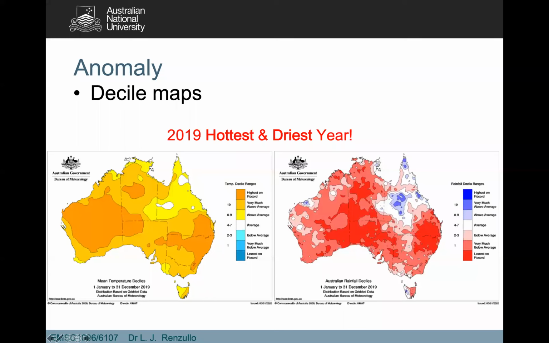Right, so focusing a bit on 2019, when we look at this decile mapping, on the left of temperature and on the right of the rainfall, on the left it's all of Australia pretty much above average and very much above average. Similarly, in the rainfall decile map on the right, in terms of recorded rainfall, most of the country is below average, with many parts very much below and lowest on record rainfall measurements. Queensland got a bit of rain in the middle of the year, so that brings that area above average. But generally, it was the hottest and driest year we've experienced in the recorded history.